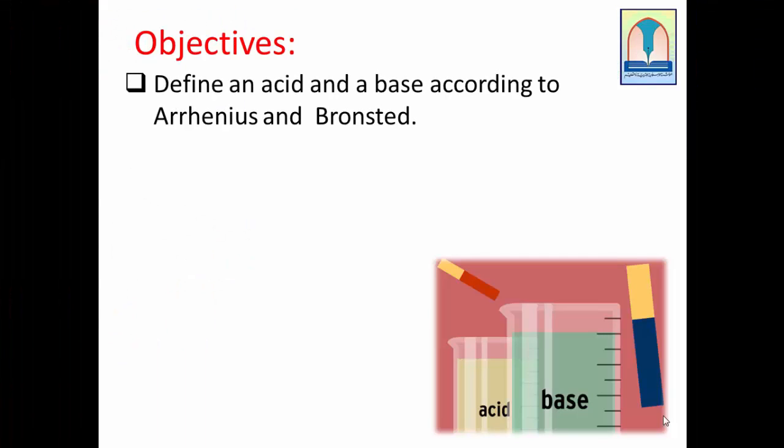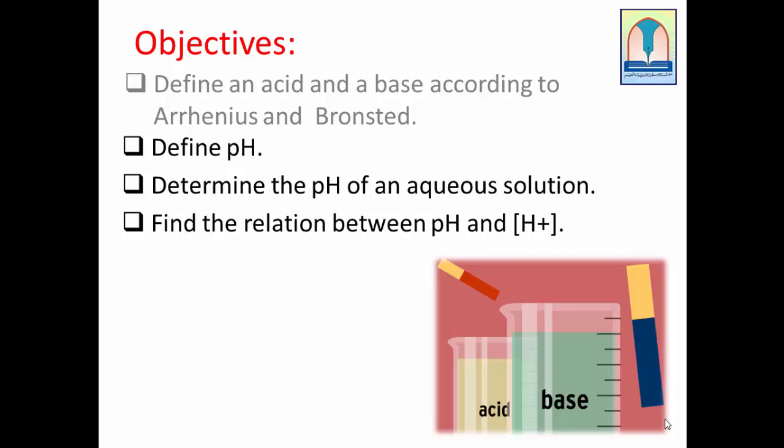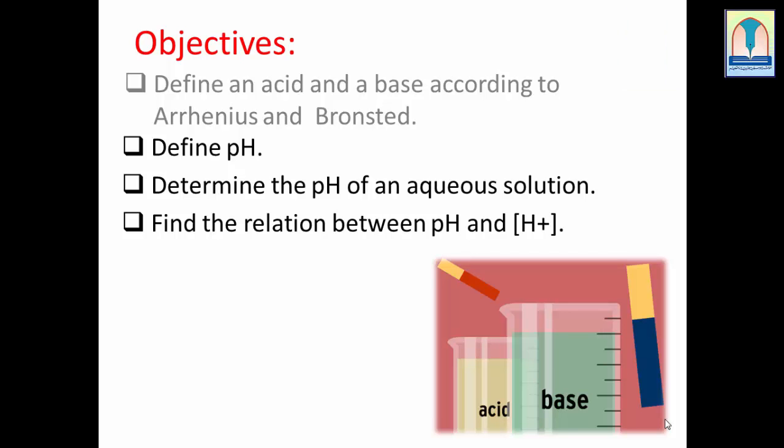After explaining the first objective, which was to define an acid and a base according to Arrhenius and Brønsted, in this session we're going to explain the following objectives: to define pH, determine the pH of an aqueous solution, and find the relation between pH and the concentration of H+.